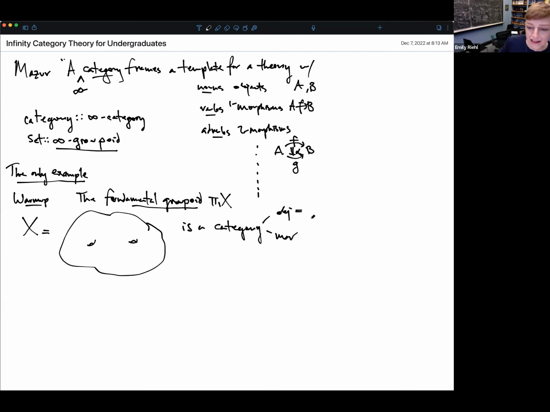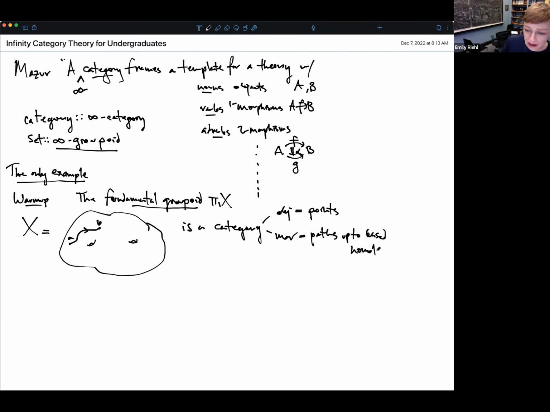And the objects in this case are just the points inside the topological space. So here's a point A, a point B. These are two objects in the fundamental groupoid. And the morphisms are paths between points. So a path is a continuous function from an interval into the space. There's a conventional orientation, so it has a starting point and a final point, except that's not quite right. These are really paths up to based homotopy.